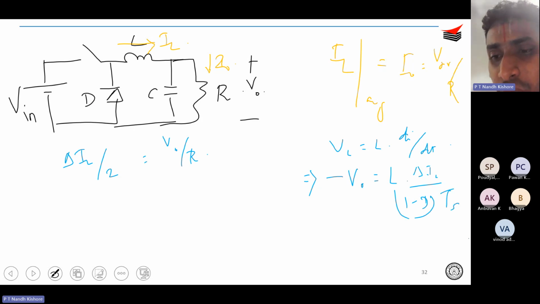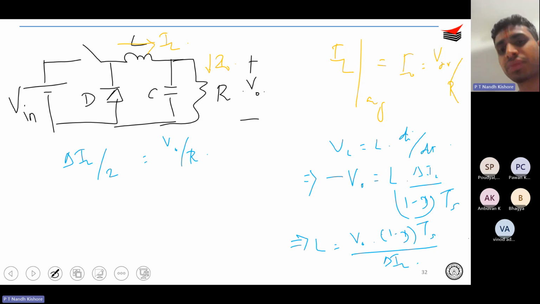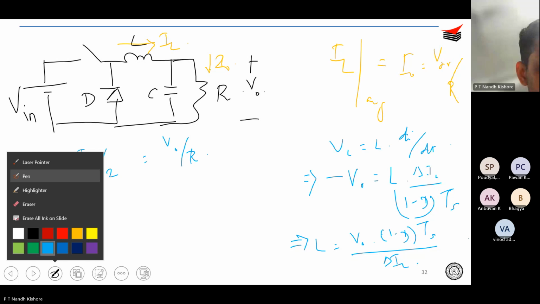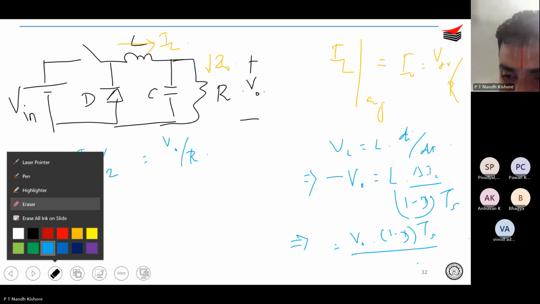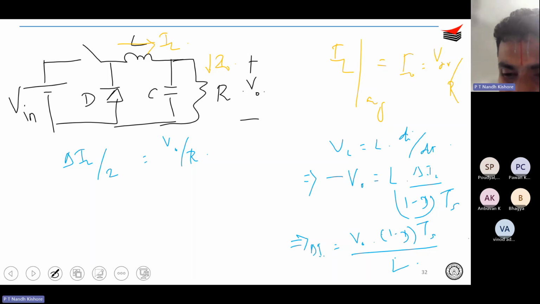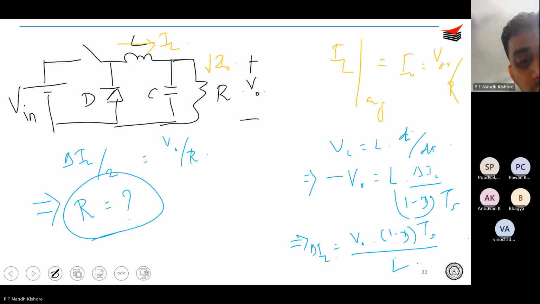Okay. So if you rearrange this, you will get what is your L. L is V naught into 1 minus d Ts over delta IL. Or the other way around, delta IL is given by V naught into 1 minus d Ts over L. So you know what is your delta IL. Delta IL by 2 is equal to V naught by R. Therefore, you can find what is R. Got it?